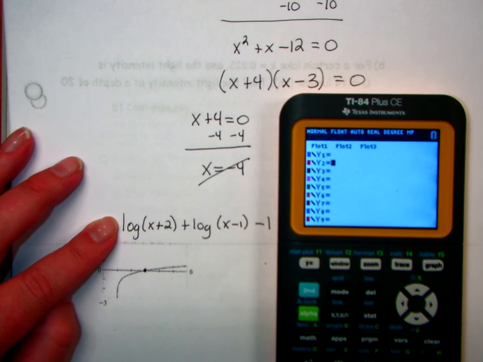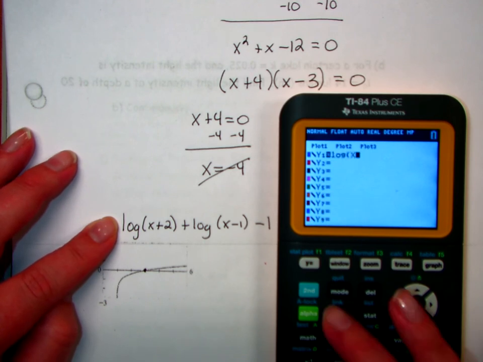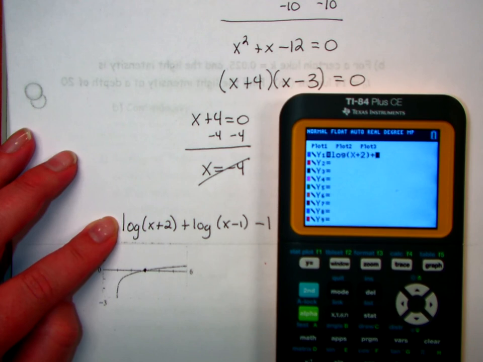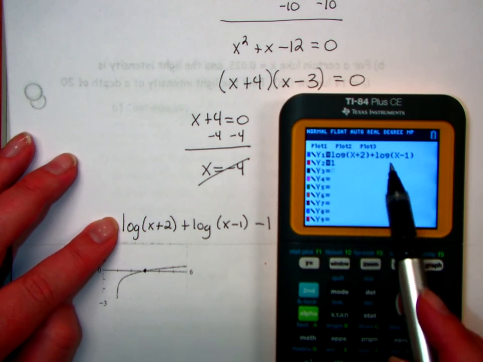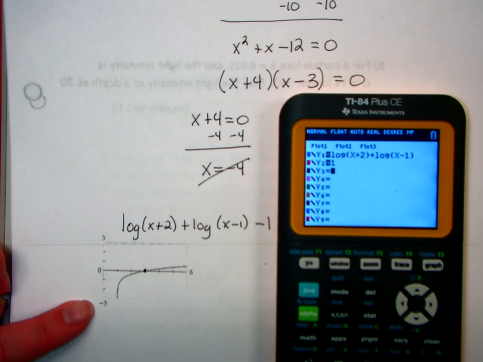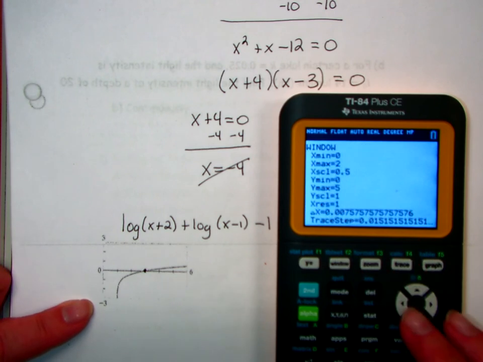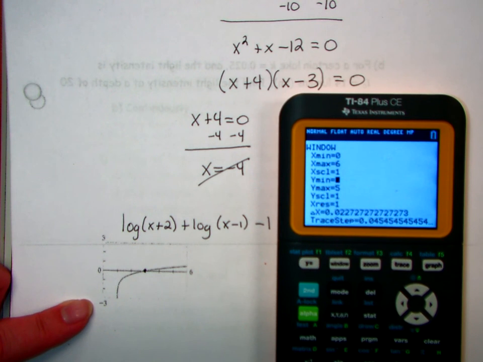I'm going to plug log of x plus 2, put it in y1. Okay, so the left-hand side in y1. And then put the right-hand side in y2, right? So we have the left-hand side equaling the right-hand side. And then I'm going to change the window to match this again. So the x values are going from 0 to 6, and the y values are going from negative 3 to 3.